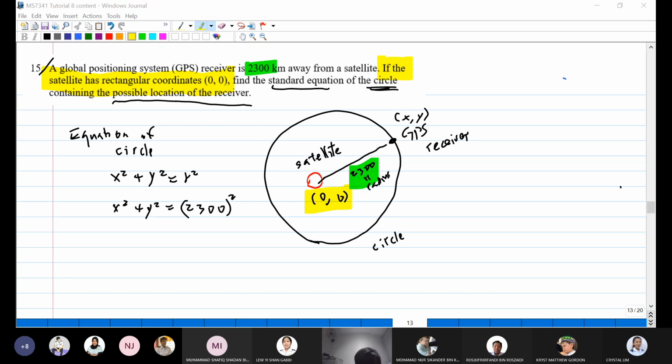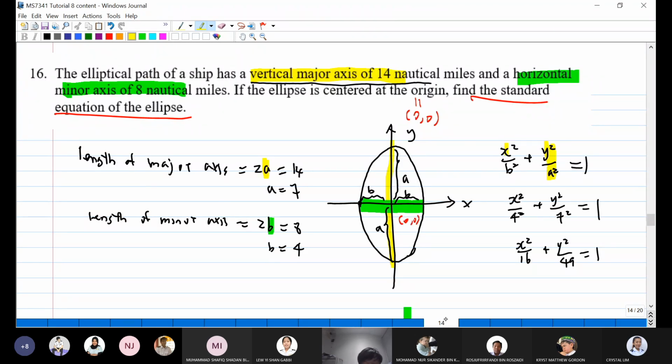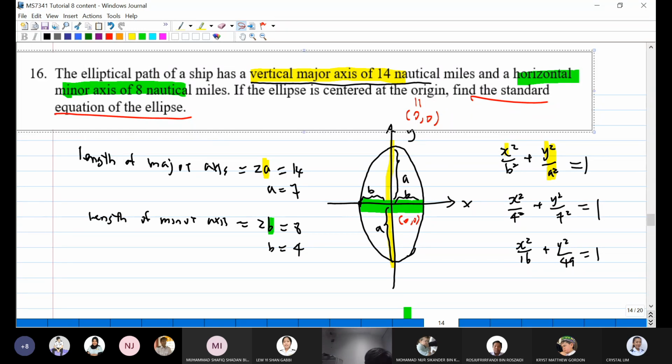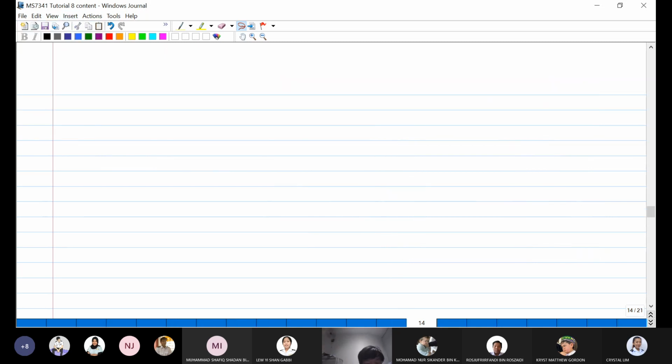The really difficult one is the next question. Example 17. I will let you read the question first before I move on. Before that, 17, right? But let's look at 16, because 17 is a major part here. So 16. Let's read the question first, right?